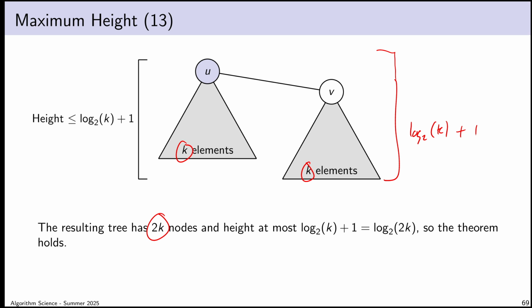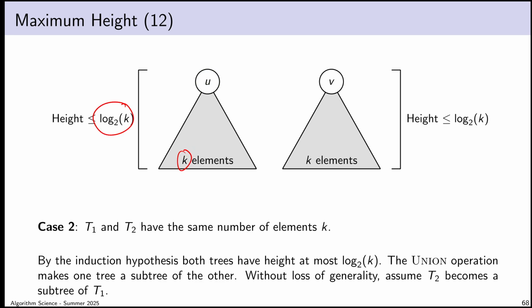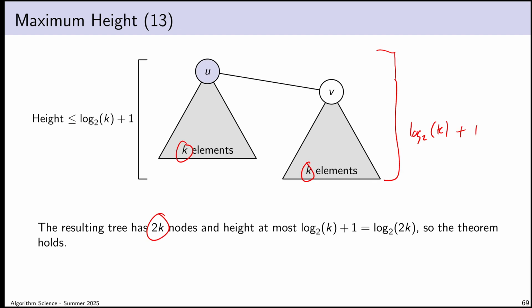I guess I haven't been as clear about that as I want to be. Remember that the hypothesis doesn't tell me the height is exactly log base 2 of k. It tells me the height is at most log base 2 of k. It could be shorter, in which case things are even easier for me. Okay, so the resulting height is log base 2 of k plus 1, and of course I will actually write it out. I just can't stand not fully explaining the logarithms for some reason.